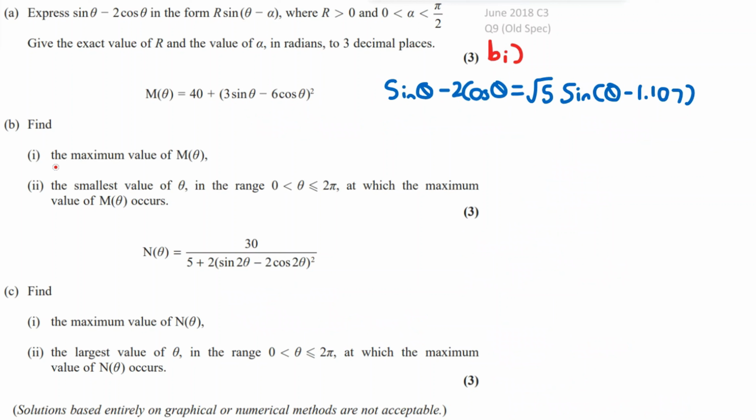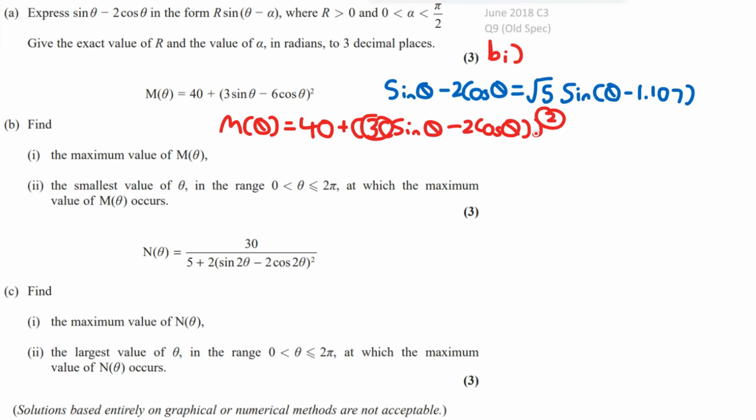So for part B(i), we need to find the maximum value of M theta, and M theta is this function here. Now we see we have this 3 sin theta minus 6 cos theta here, which is very similar to this, but it's 3 times bigger. So what we're going to do is rewrite M theta as 40 plus, and in the bracket we're going to factorize out the 3. So this becomes 3 multiplied by sin theta minus 2 cos theta, and this whole thing is still squared.